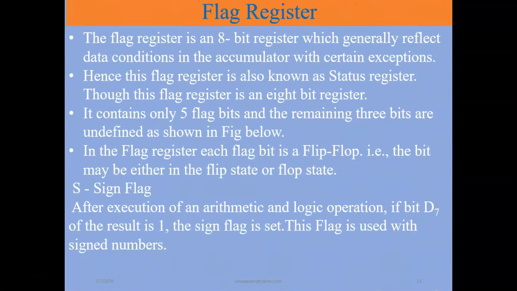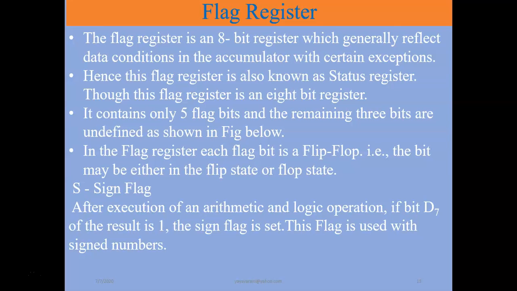Now we have a flag register. A flag register is also popularly known as the status register. Status means it will denote the status of the ALU. Some people also say it denotes the status of the CPU, but actually it denotes the values after arithmetic and logical operations. That's why it is better to say the status of the ALU is known by the status register or flag register.